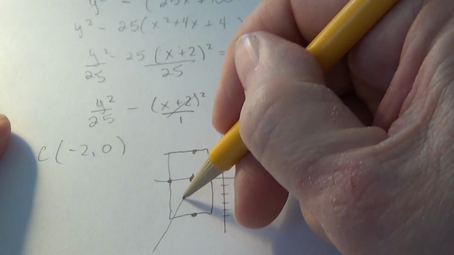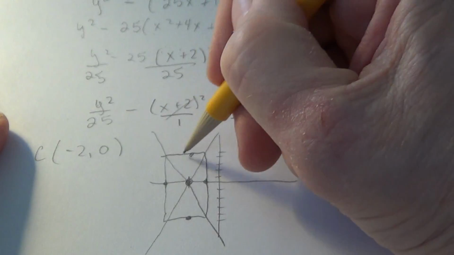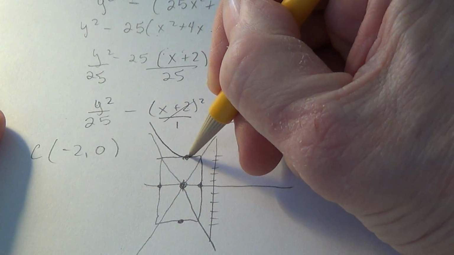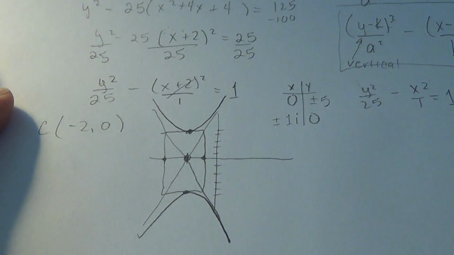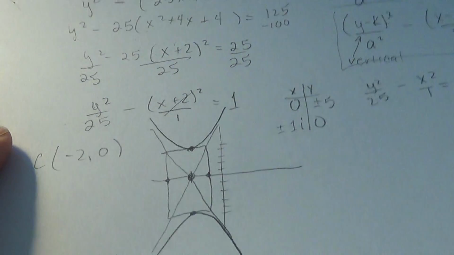The diagonals. And this is the real part. This is not on the hyperbola. Plus we also know it's a vertical. So there's our hyperbola.